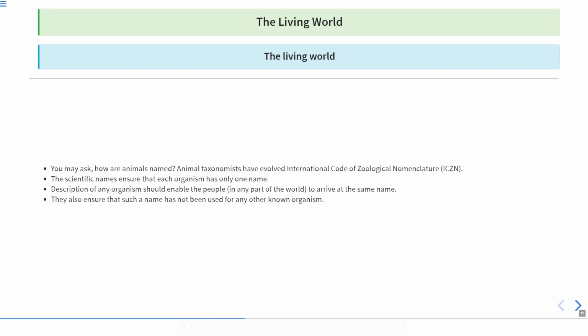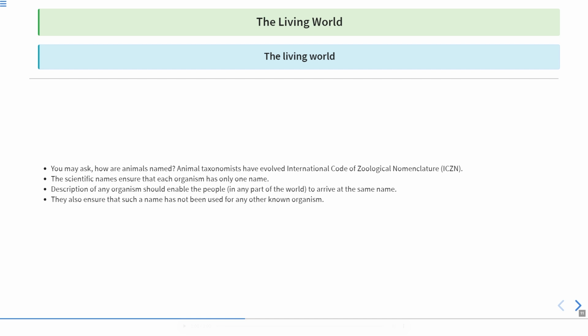Now you may ask, how are animals named then? Animal taxonomists have evolved the International Code of Zoological Nomenclature. Okay, so they also have their own convention, and the animal taxonomists follow the procedure that has evolved as the International Code of Zoological Nomenclature. The scientific name is given to animals by this particular convention.